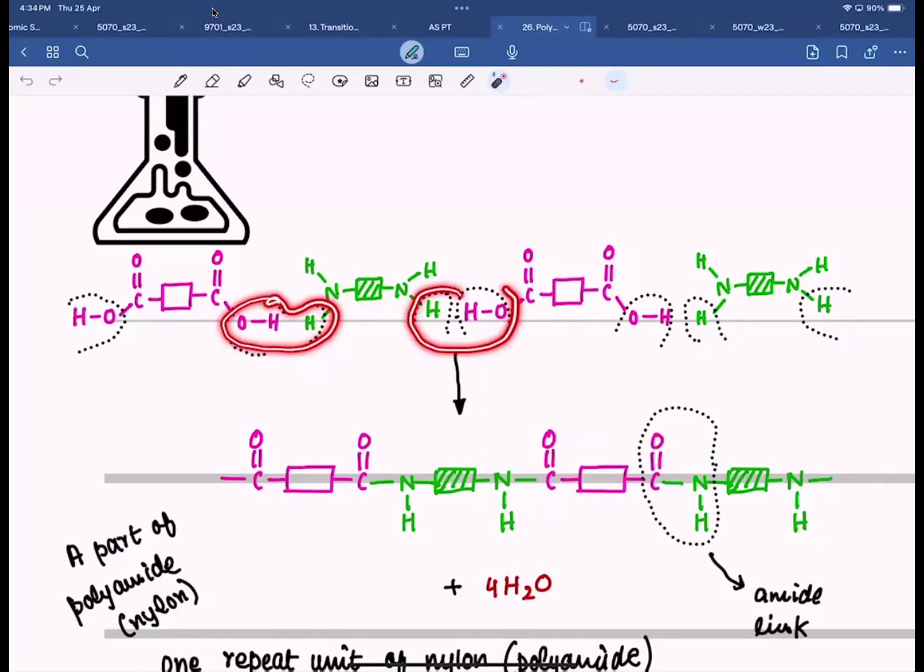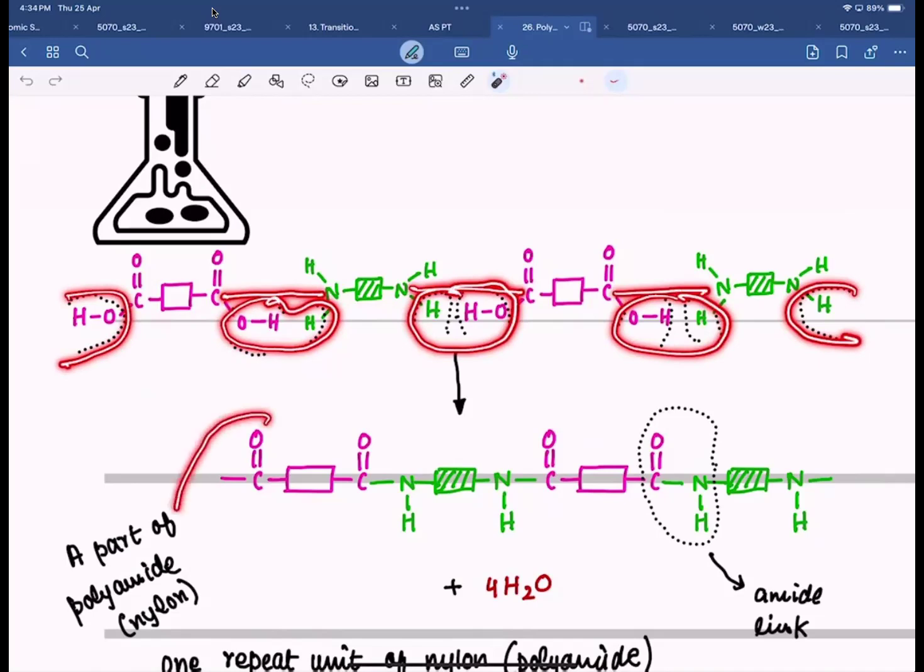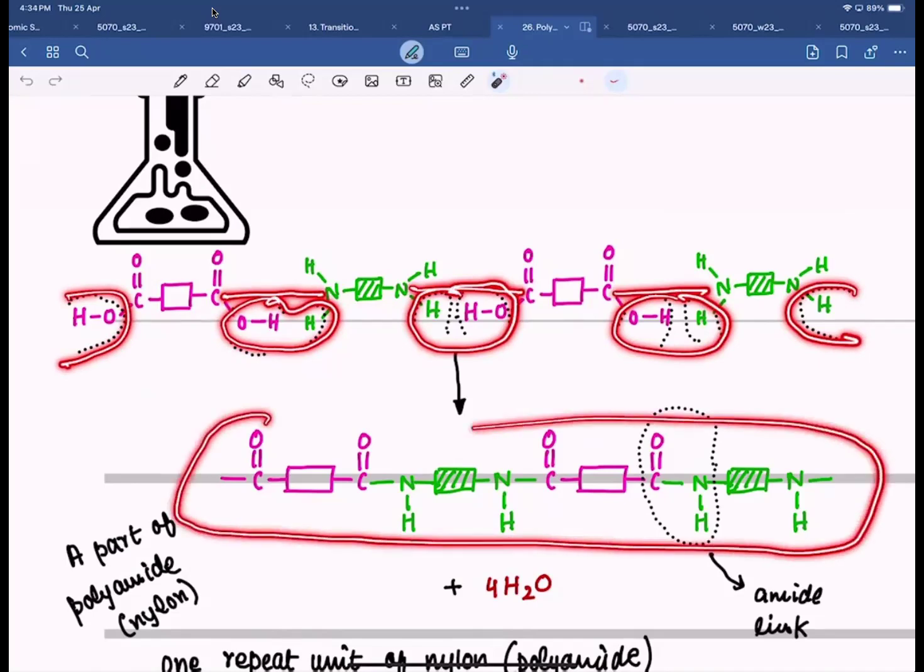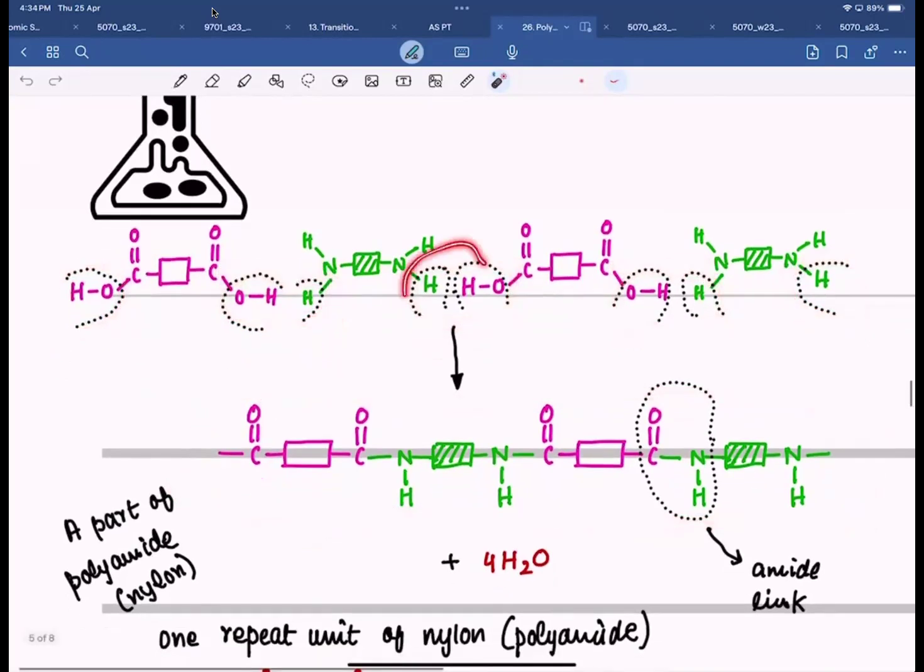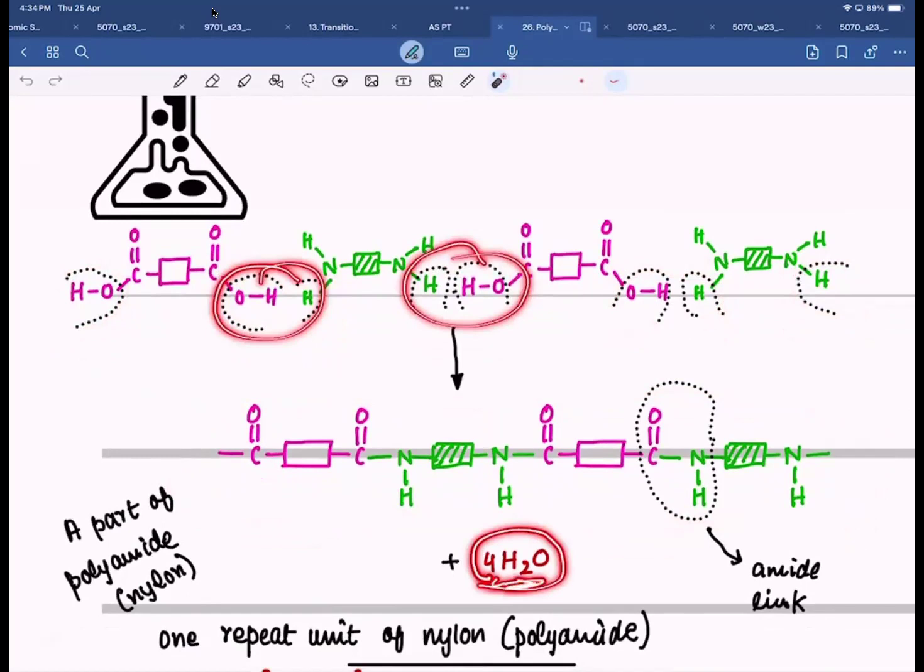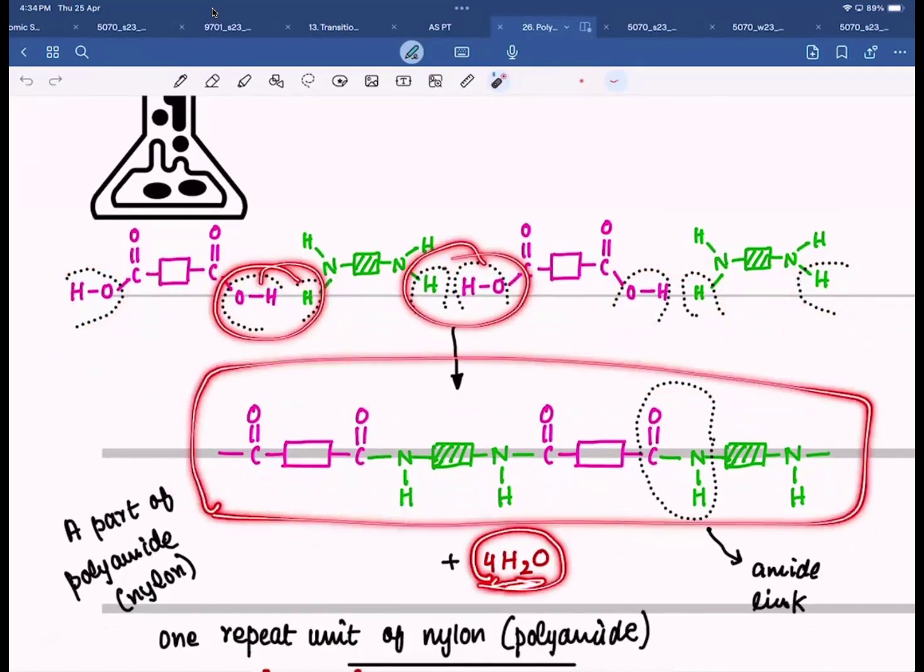In the same way, OH and H are released, H from here, OH from here. And now see, this carbon bonds with this nitrogen, bonds with this carbon, bonds with this nitrogen. As a result, there is a long chain of a polymer formed, and the hydrogen and the OH release to form water. So water is formed along with the formation of a polymer, and it's a polyamide, and that polyamide is specifically, or generally, called nylon.